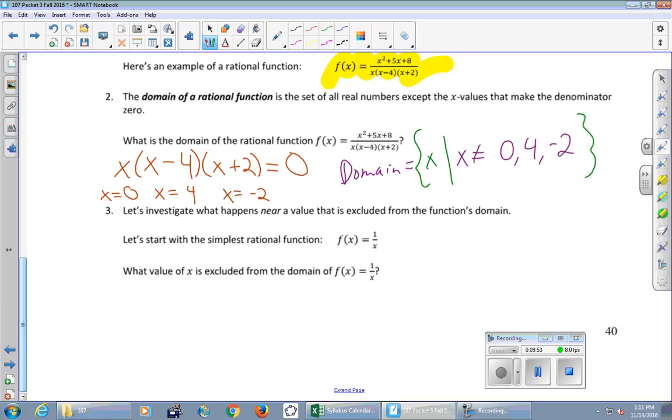So we are about to add to our list of basic functions that we just know cold. We're going to add 2 new ones. This is one of them: f of x equals 1 over x. So first of all, let's find out what value of x is excluded from the domain. 0, because that's the division by 0 we're trying to avoid.